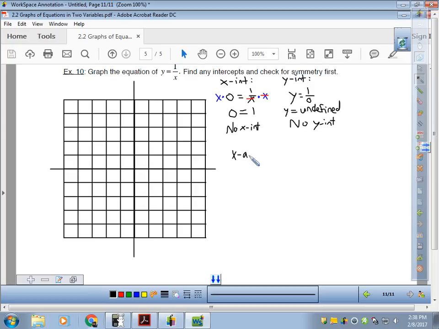So we're going to check x-axis symmetry first by replacing the y with a negative y. So we'll have negative y equals 1 over x. And then we want to solve that for y, so if we multiply both sides by negative 1, we get y equals negative 1 over x. Is that the same thing as what we started with? No, it's not. It's not the same thing. So we know it's not x-axis.